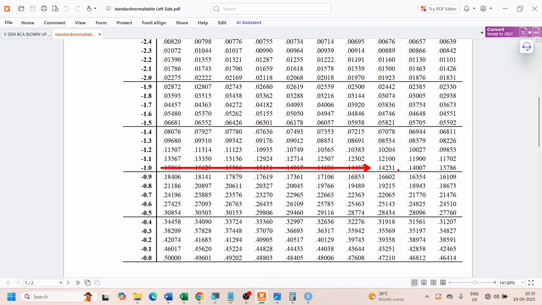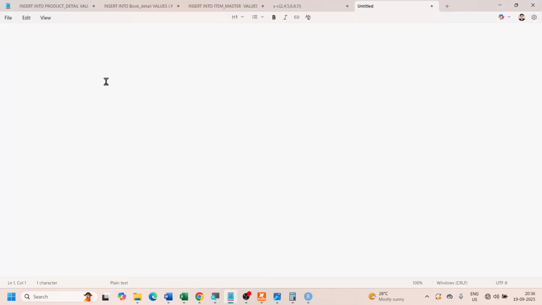So that is 0.14231 will be the value. I'm going to just copy this one and take it into the notepad for my reference. Again, 2 points are there. Let me just do this one. Okay.